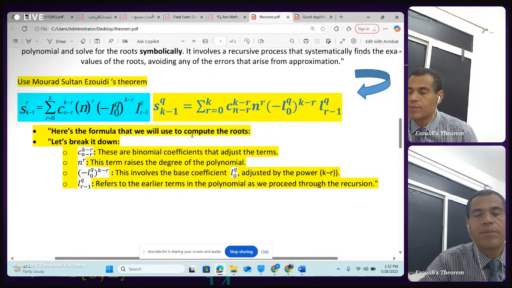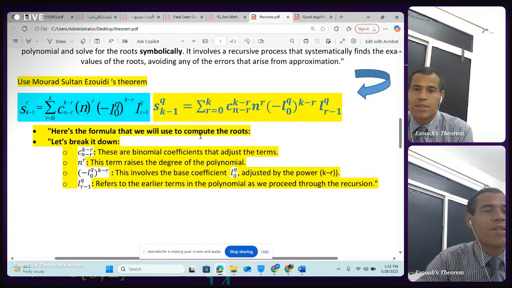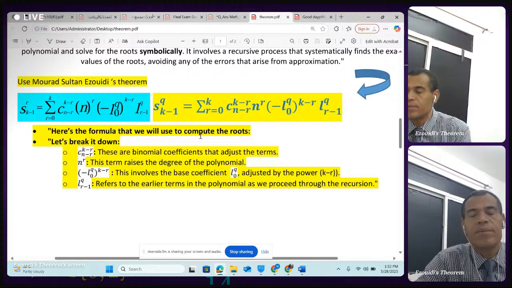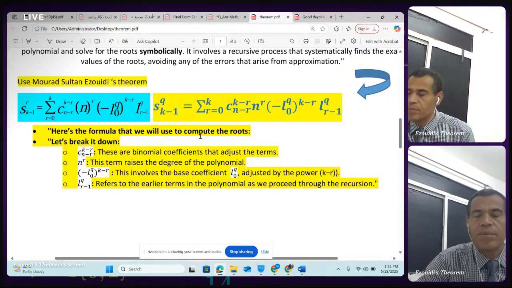Well, that's where these sources get really interesting. They introduce Mourad Sultan Ezouidi's theorem, and the claim is quite bold. It claims to offer a way to find exact symbolic roots, even for polynomials that seem impossible with traditional methods. The method is completely distinct from the classical toolbox. It even suggests that some polynomials we thought weren't solvable by radicals can actually be solved exactly using this alternative framework. It proposes a systematic process.